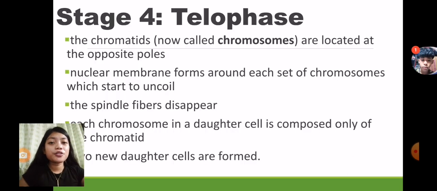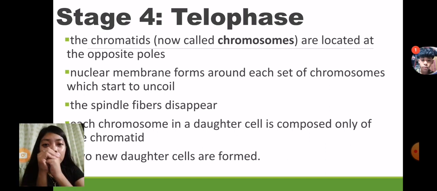Okay? Here is where telophase happens. The chromatids, now called chromosomes, are located at the opposite poles. The nuclear membrane forms around each set of chromosomes, which start to uncoil. The spindle fibers disappear completely. And then two nuclear membranes form.